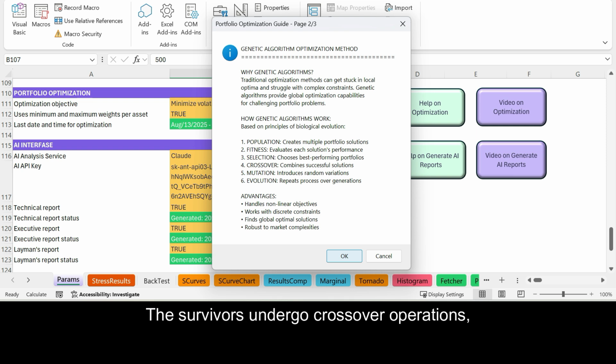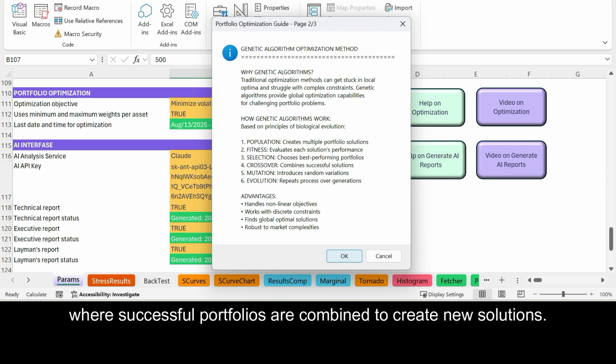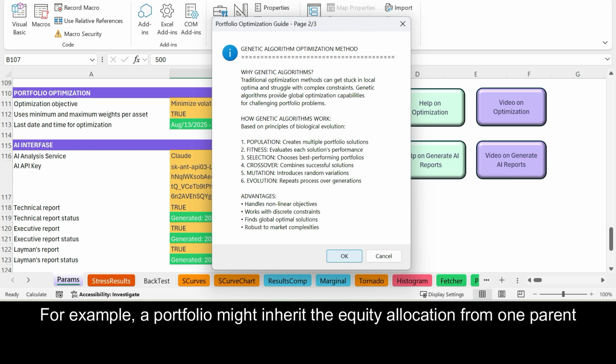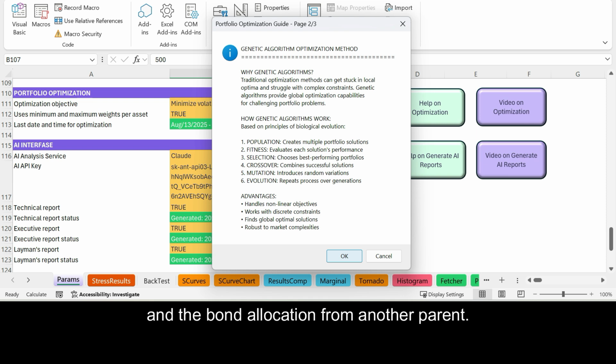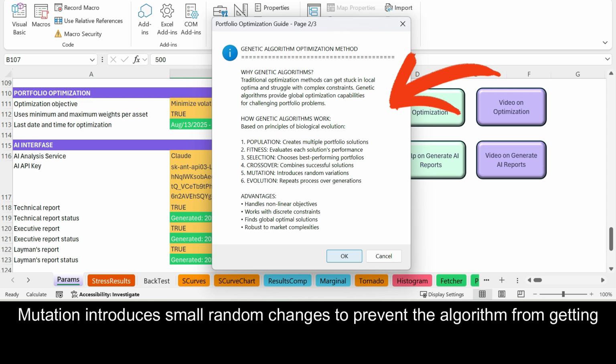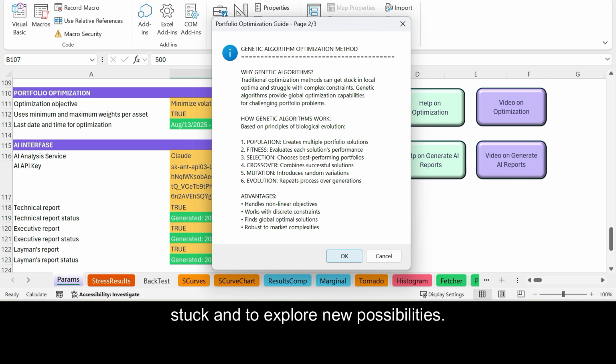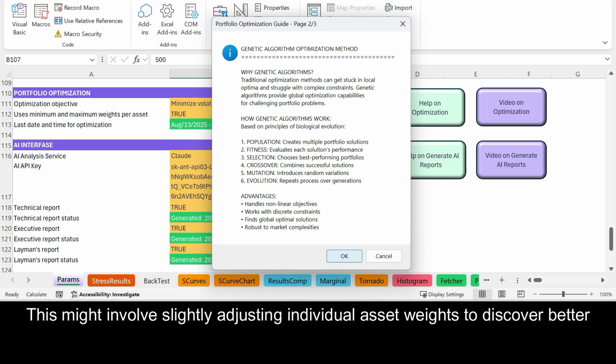The survivors undergo crossover operations, where successful portfolios are combined to create new solutions. For example, a portfolio might inherit the equity allocation from one parent and the bond allocation from another parent. Mutation introduces small, random changes to prevent the algorithm from getting stuck and to explore new possibilities. This might involve slightly adjusting individual asset weights to discover better combinations.